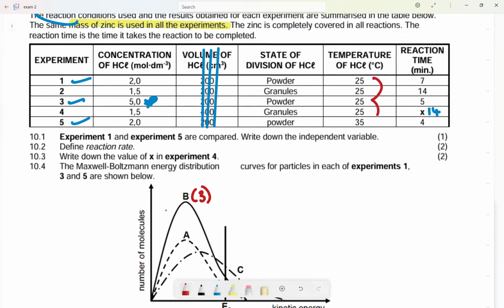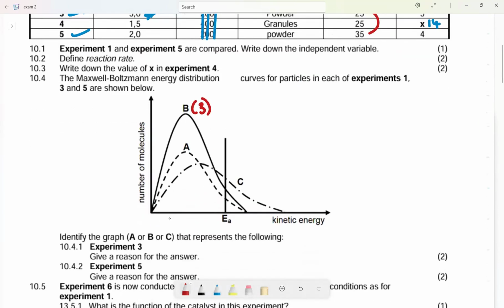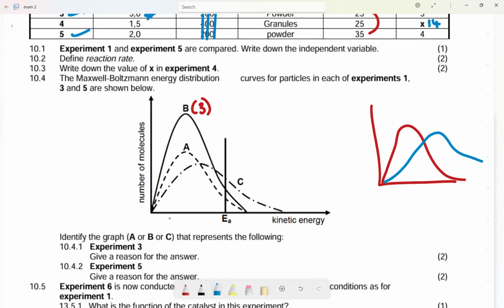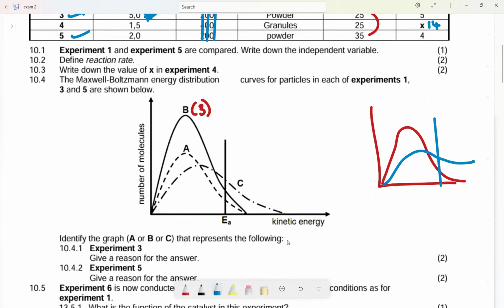Now another thing we can compare is temperature. Can you see now which one is at the highest temperature? The one at the highest temperature, it is experiment 5. So the one that is like this, if this is the original graph, the one that is more towards this side, okay, the peak should be lower. The one that is more towards that side, that has like this, it should be experiment 5. Why? Because now the temperature, it is the highest temperature.